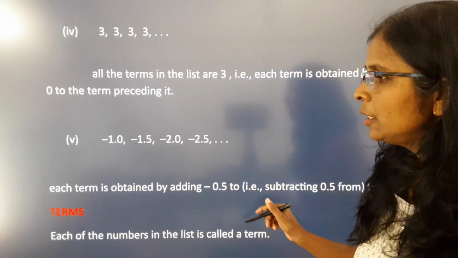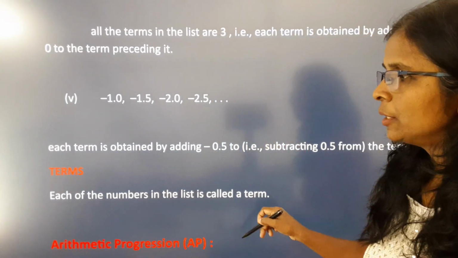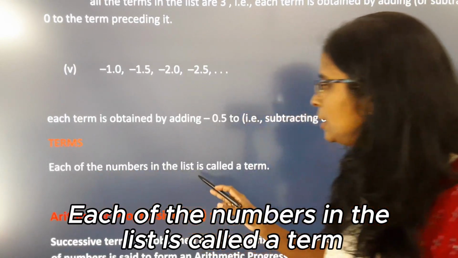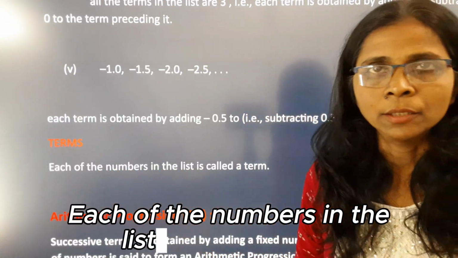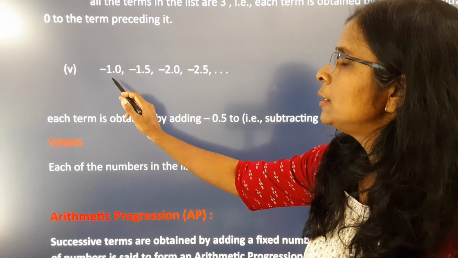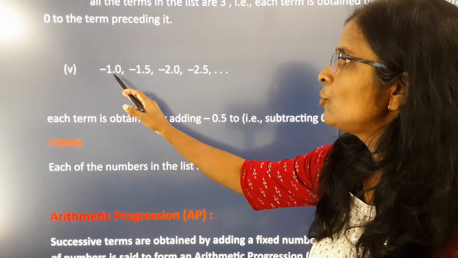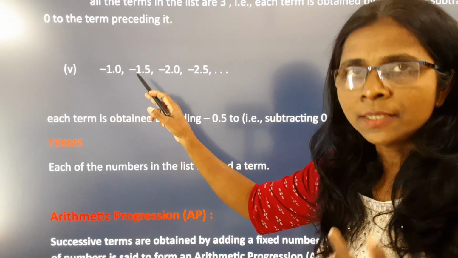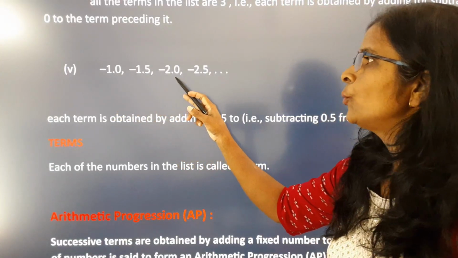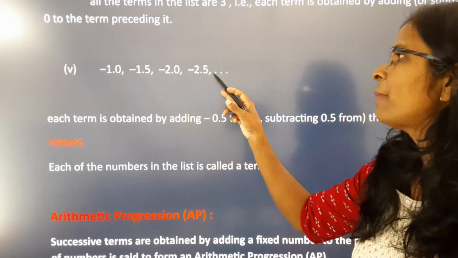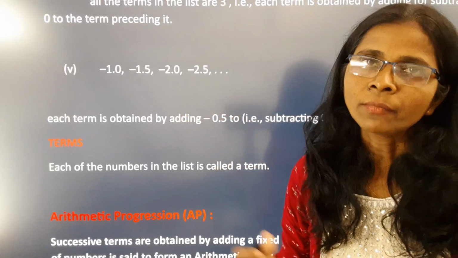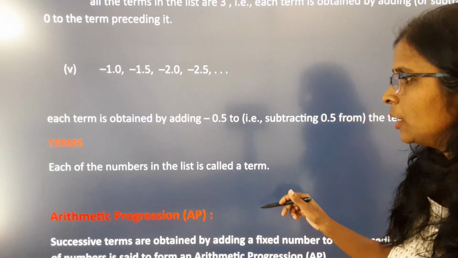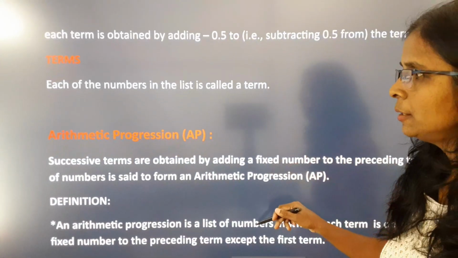Now see here, in such an example each of the numbers in the list is called a term. So in this list, -1.0 is the first term, -1.5 is the second term, -2.0 is the third term, and -2.5 is the fourth term. This way each of the numbers in the list is called a term.